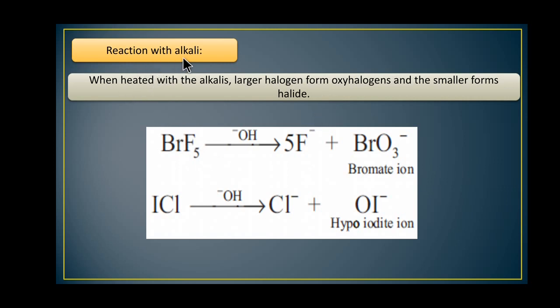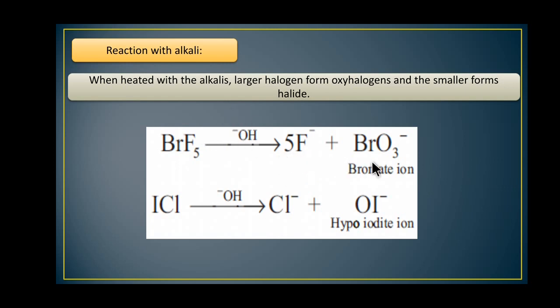The reaction with alkalis: when interhalogen compounds are heated with alkalis, the larger halogens form oxyhalogens and the smaller ones form halides. For example, an AB5 type, BrF5, reacts with alkali medium. So it is OH minus in alkali medium.